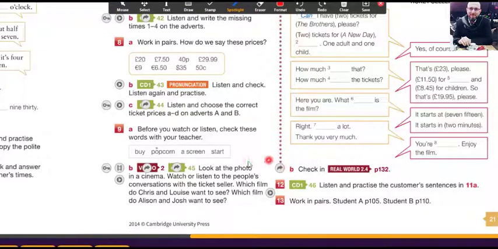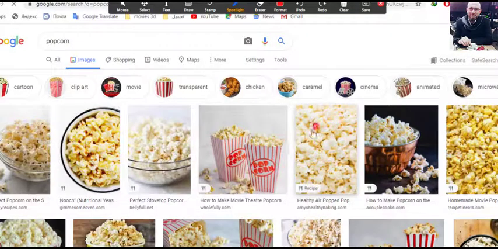Okay, so here in exercise number 9, we have these new words: buy, popcorn, a screen, and start. So, popcorn, everyone knows popcorn. These people eat popcorn when they watch a film. Let's see it. This is popcorn. People eat popcorn when they watch films at home, in the cinema.